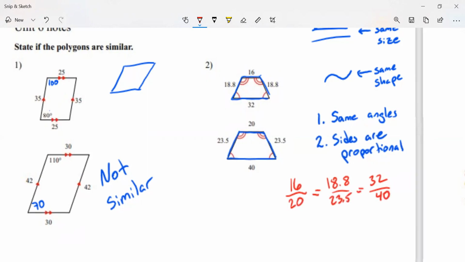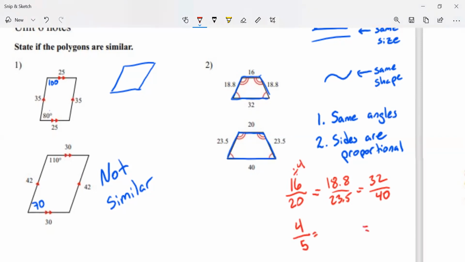Now for the sides to be proportional, these fractions, notice I created fractions, they all have to be equal. So how am I going to check if they're equal or not? Simplify the fractions. When you simplify the fractions, they should simplify to the same thing. All right, so looking at my first fraction, 16 over 20, let me divide each of my numbers by 4. That's going to give me 4 over 5. Okay, can I simplify more?